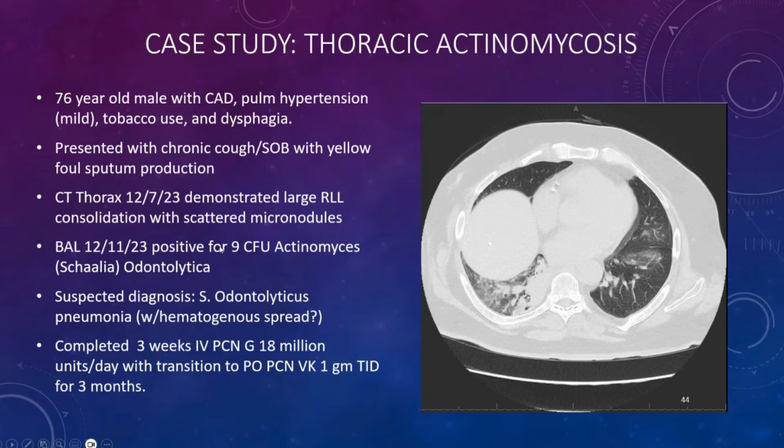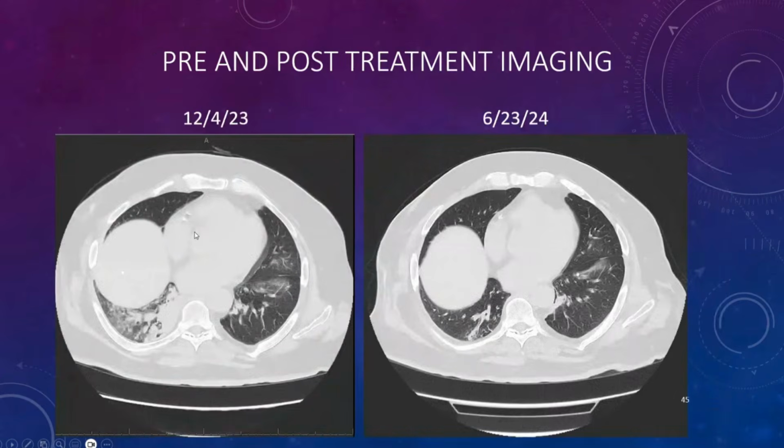Patient had a bronchoscopy done 4 days later, and it grew 9 colonies of Actinomyces (Schaalia) odontolyticus. So this was suspected of being a Schaalia odontolyticus pulmonary infection, maybe with hematogenous spread. And the patient completed 3 weeks of therapy with IV penicillin G, transitioned to oral penicillin VK for 3 months. Pre and post imaging revealed complete resolution of the infection.